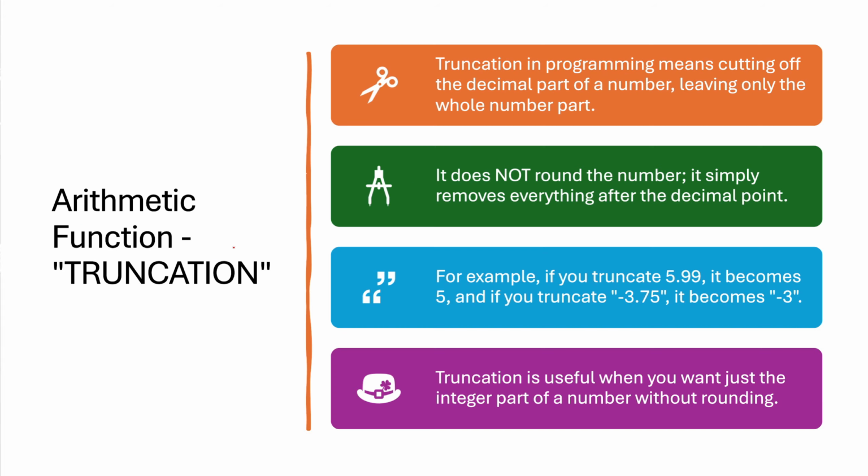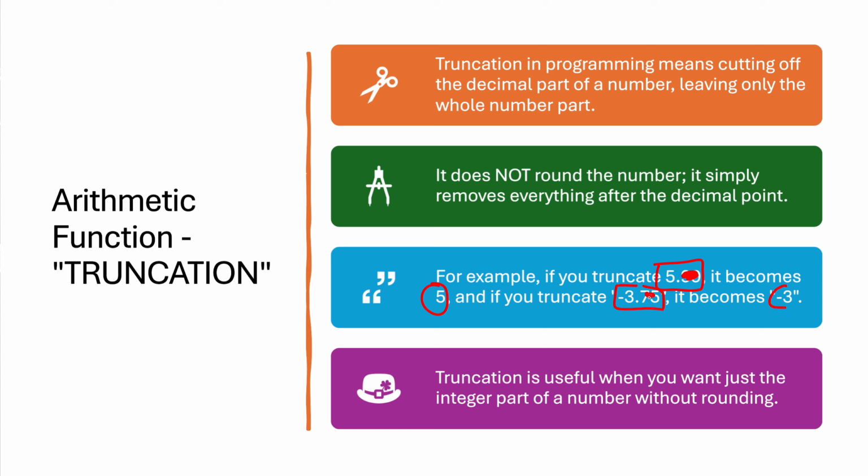Next, we have truncation. Truncation in programming means cutting off the decimal part of a number, leaving only the whole number part. It does not round the number. It simply removes everything after the decimal point. So for example, if I wanted to truncate 5.99, if you rounded this to a whole number, it would obviously go to 6, but when I truncate it, I get rid of the 0.99 and it just becomes 5. Sorry about my circling. I'm using a mouse and it's not very accurate. If I truncate minus 3.75, it just becomes minus 3.